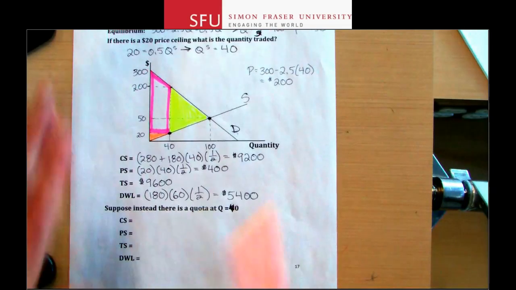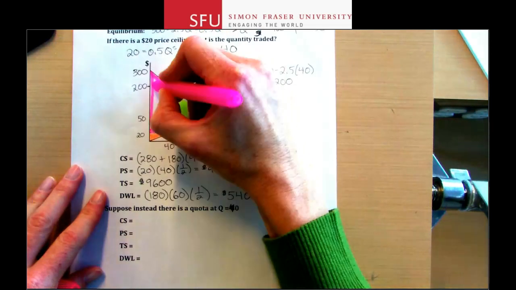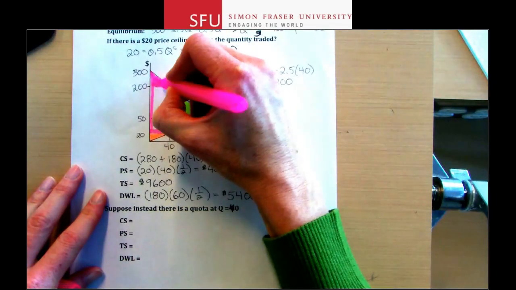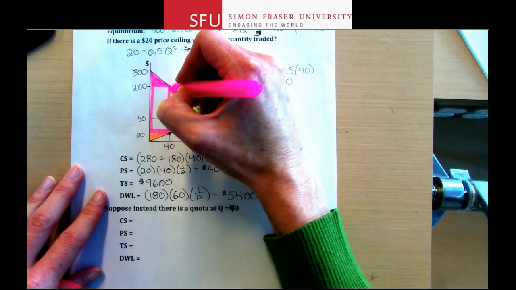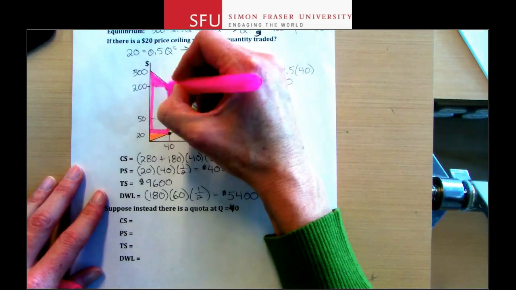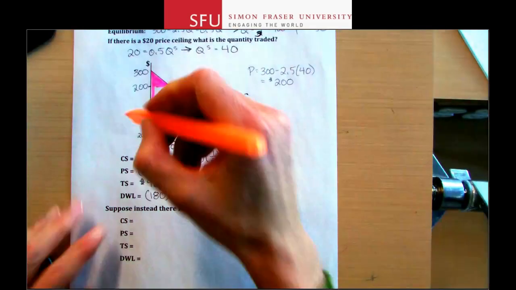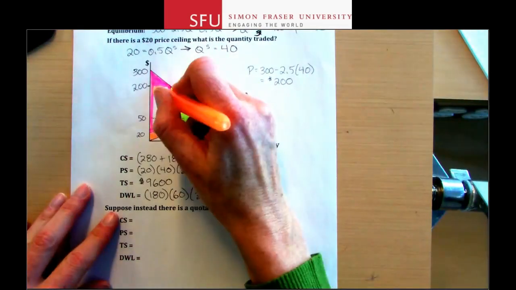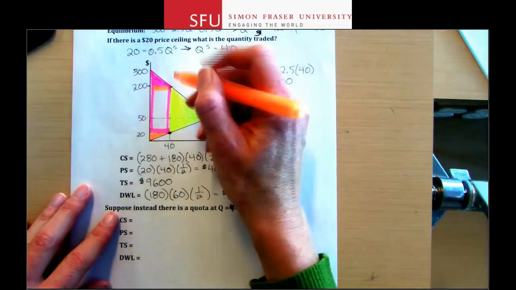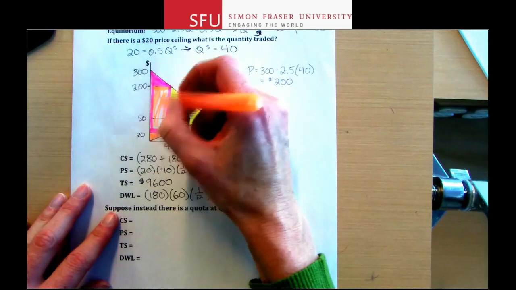What's going to change is that now the consumers will only get this triangle here because they are now going to have to pay the price of 200. So consumers will just get this triangle here, and the producers, now their surplus will go up to 200 because instead of getting paid 20, they're going to get paid 200. So their surplus will go up to there.